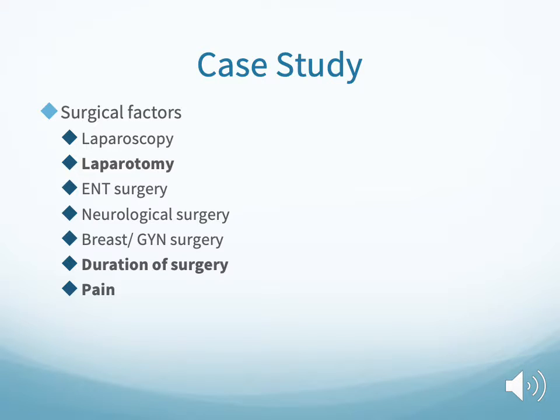Below are a list of surgical factors that will increase your risk of post-op nausea and vomiting: a laparoscopy, laparotomy, ENT surgery, neurological surgery, breast or GYN surgery, increased duration of surgery, and pain. Surgical risk factors that are pertinent to the patient's case study include a laparotomy surgical procedure, the length of surgery being 4 hours, and pain from the surgery. This patient had a midline incision, which can stimulate the vagus nerve and produce emetogenic effects.